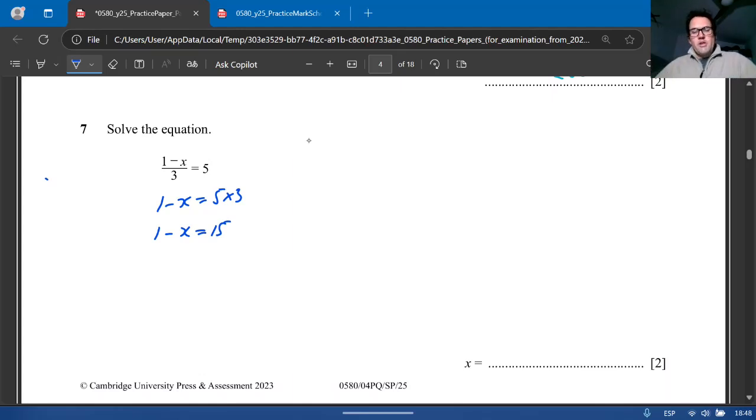There's one or two things that we can do. We can move the 1 to the right hand side or the minus x. Most people are more inclined to move the 1, or subtract 1 from both sides. Do not lose the negative in front of the x. The negative sign goes with the number it's in front of. So the 1 and the negative don't go together. The minus belongs to the x. So that means minus x equals 14.